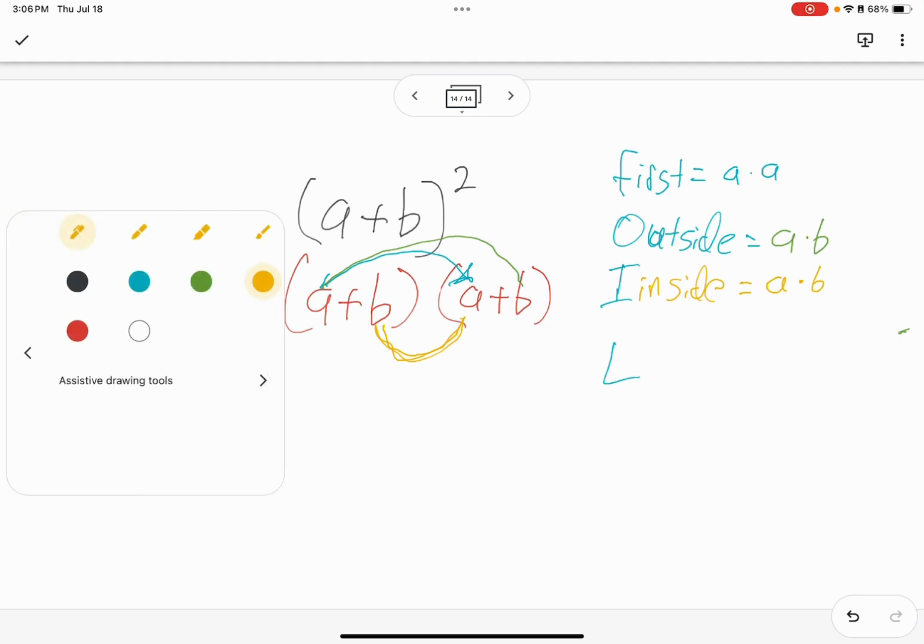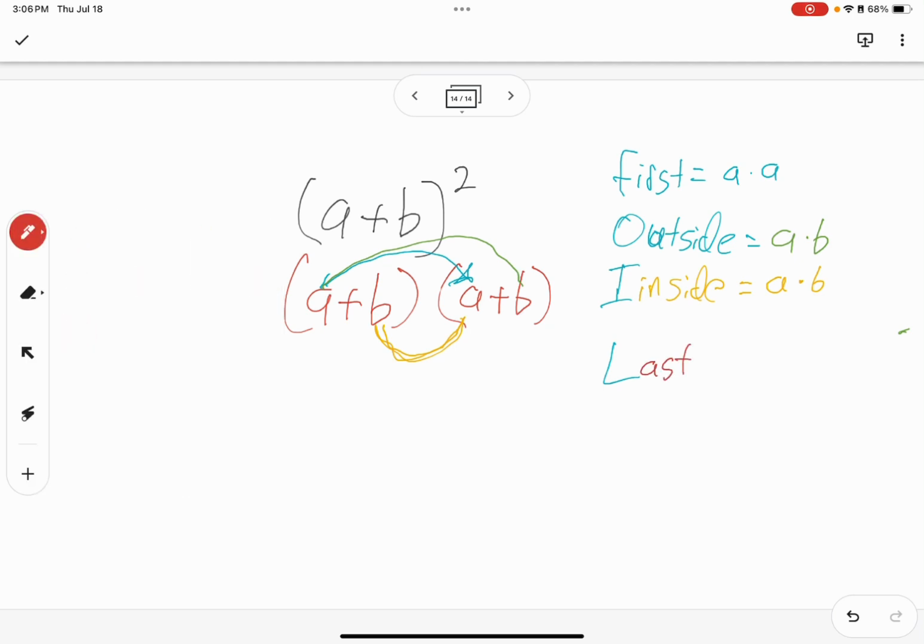And then lastly, we're going to have L stands for last. And that means we've got B and B, because these are the last terms within these parentheses. So that turns into B times B. Okay? Let's go ahead and do the math here. A times A equals A squared. A times B equals AB. A times B equals AB. B times B equals B squared.